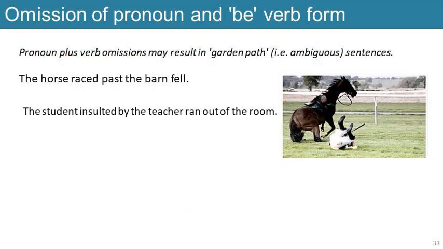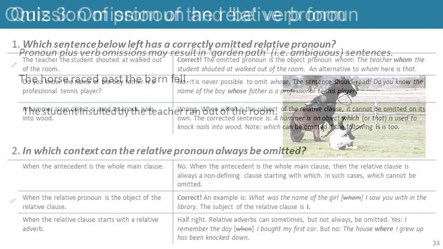Just be aware that such pronoun plus verb omissions may result in garden path sentences. A famous garden path example is, "The horse raced past the barn fell." Google the sentence to read how the pronoun plus verb omission results in ambiguity. Another such omission is, "The student insulted by the teacher ran out of the room." In the moment of processing the words, the reader may make a false assumption about who the insulter is.